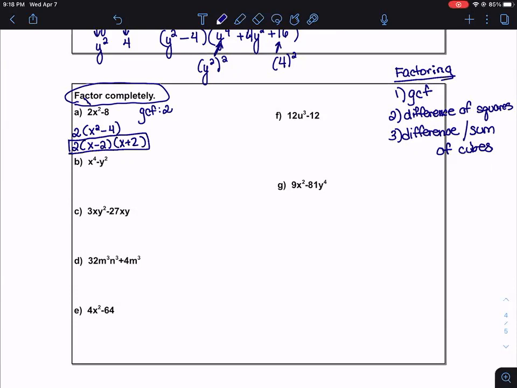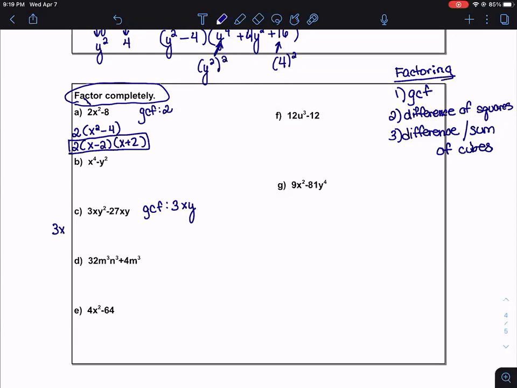I'll do one more for you guys, and then I'll leave the others for you to try. And then, of course, I can clarify anything you guys need. So let me try C with you. The first thing I check for is a GCF. There is a GCF of 3xy in both of my terms. I'll let you guys make sure you're okay with that.